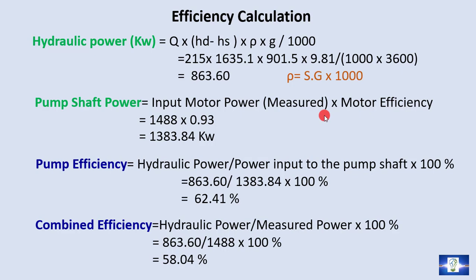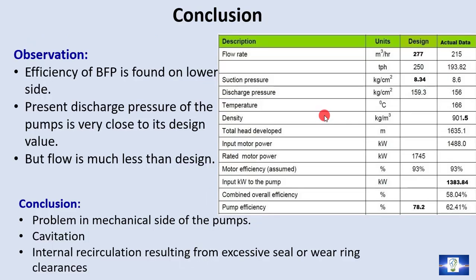So the pump efficiency is equal to hydraulic power divided by pump shaft input power times 100%, which is 62.41%, and the combined efficiency is equal to hydraulic power divided by measured power times 100%, which is 58.04%. From this table, it is seen that the efficiency of the boiler feed pump is on the lower side. The actual pump efficiency calculated is 62.41%, where the design is 78.2%.